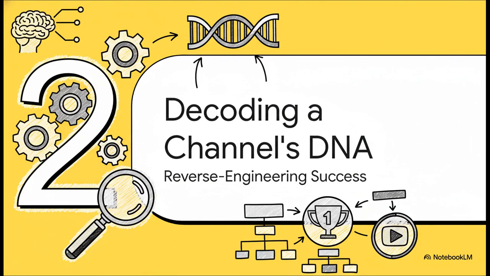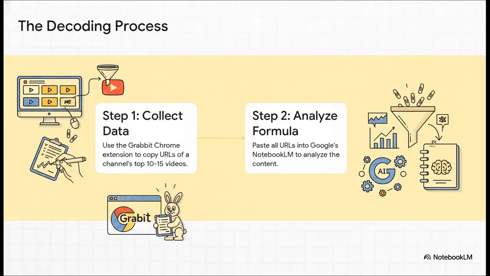We have to reverse engineer success. Before we even think about creating a single thing, the very first and honestly the most crucial step is to analyze and decode the DNA of a channel that's already crushing it in your niche. We're essentially hunting for their secret formula. And you know what? The process is actually way simpler than you might think.